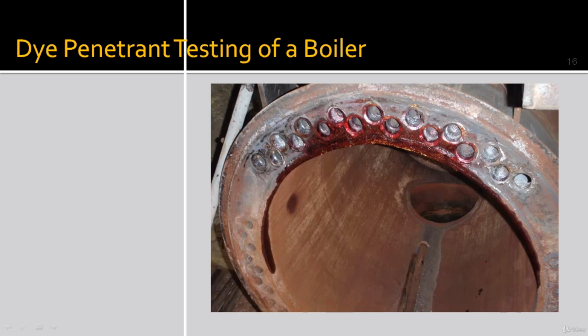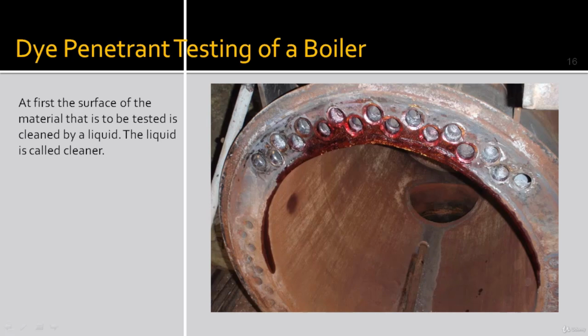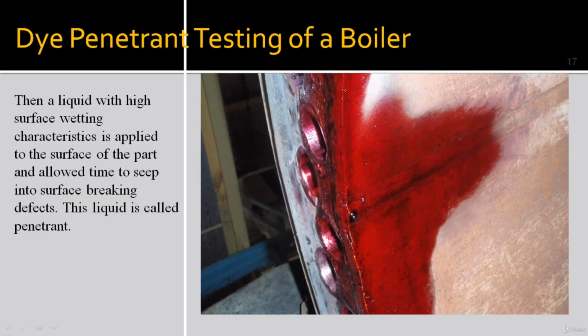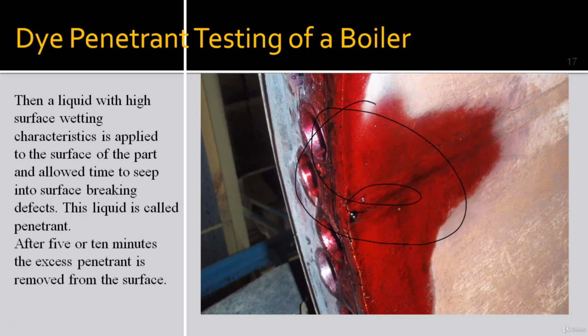Now this is a boiler, and at first I want to know whether there is any crack on the surface. So the surface of the material to be tested is cleaned first. We will use a cleaner to clean it. Then a liquid with a high surface wetting characteristic is applied to the surface. It means we are applying a penetrant here. We have applied the penetrant.